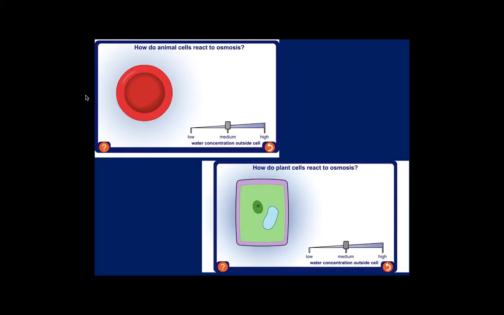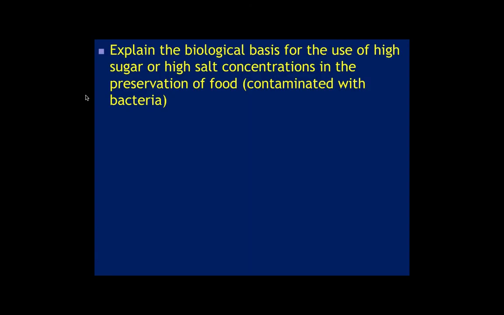Now I'm just going to fly away a little bit here, because I just want to look at the last little bit of this. So this is a question that can be asked: explain the biological basis for the use of high sugar or high salt in the preservation of food. So what that means is, if you have tinned peaches, or if you have ever seen Spam, they can be years and years old and they never go off because they're in sealed containers. And it's really difficult to have them contaminated with bacteria.